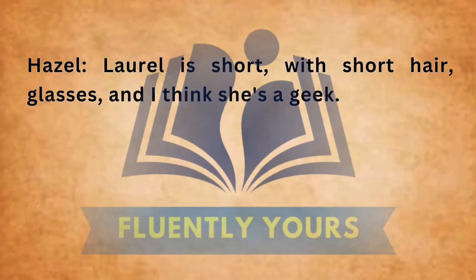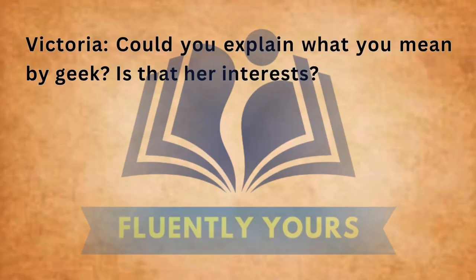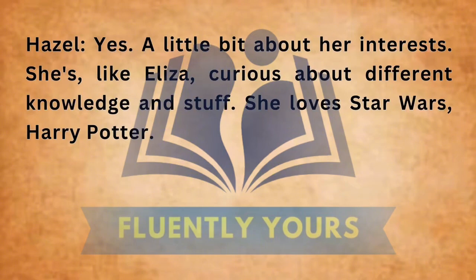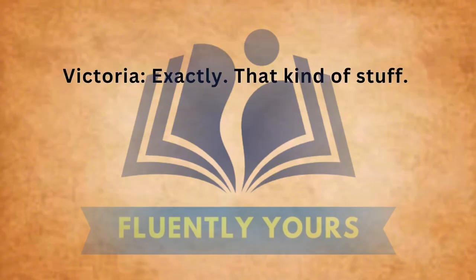Hazel: Laurel is short, with short hair, glasses, and I think she's a geek. Victoria: Could you explain what you mean by geek? Is that her interests? Hazel: Yes. A little bit about her interests. She's, like Eliza, curious about different knowledge and stuff. She loves Star Wars, Harry Potter. Victoria: Exactly. That kind of stuff.